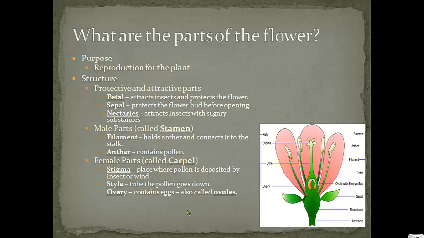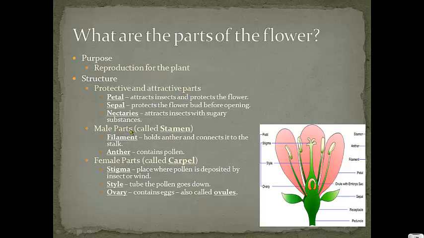Now the flower, what's the purpose of the flower on a plant? Well, the purpose of it is all about reproduction. Okay? Flowers are designed to help the plant reproduce. Okay? And there are many parts to a flower we're going to talk about today, but you can put them into three basic categories. You have the protective and attractive parts of the flower. These are the parts of the flower that protect it and attract basically insects to the flower.